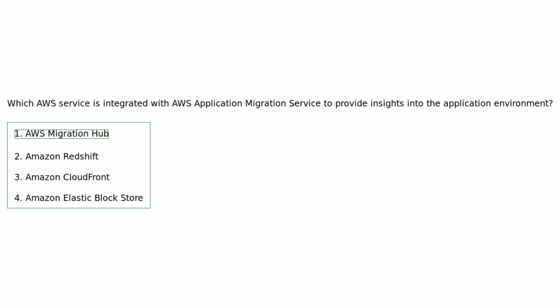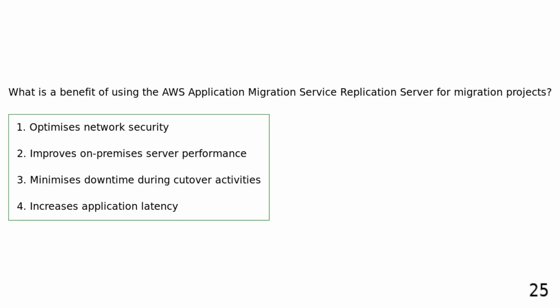AWS Migration Hub is integrated with AWS Application Migration Service to provide insights into the application environment, helping users plan their migrations effectively. What is a benefit of using the AWS Application Migration Service replication server for migration projects?